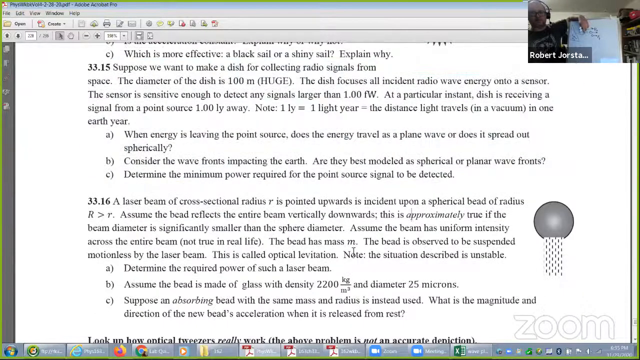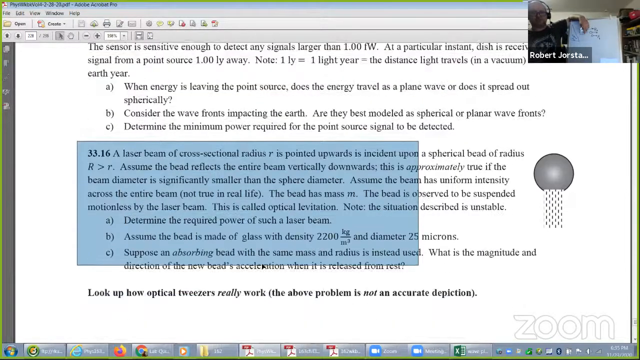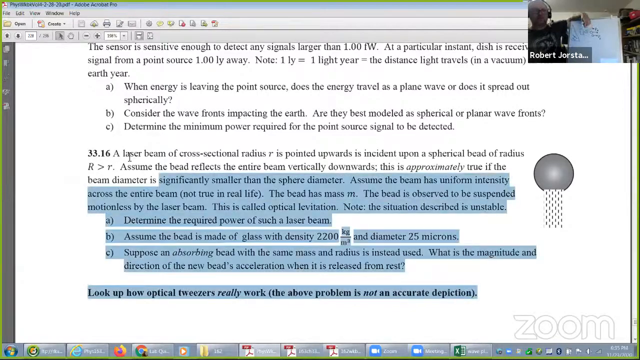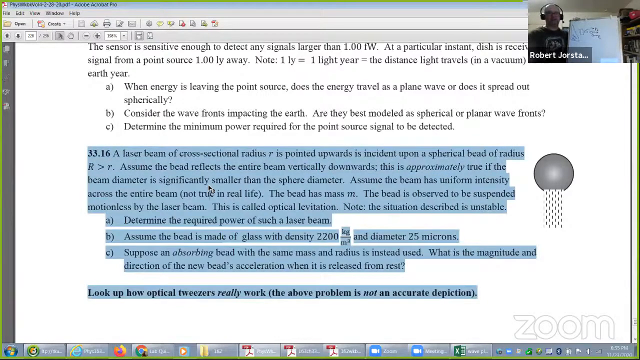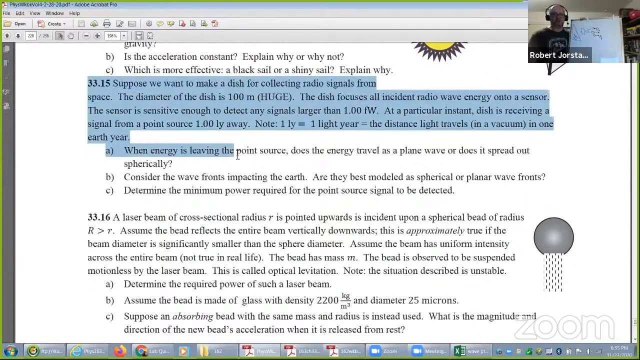And 33.16 is a good one for optical levitation. It's really cool. If you're curious, you could look up how optical tweezers work. This relates to using laser beams to grab one end of a DNA molecule. So there's lots of cool applications of this stuff. That said, I got to focus on helping you pass. So I'm going to just do the start of this one.